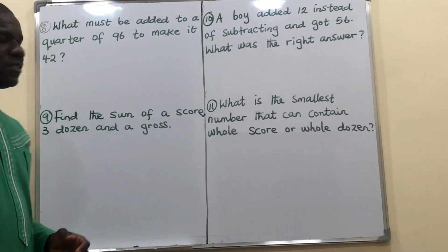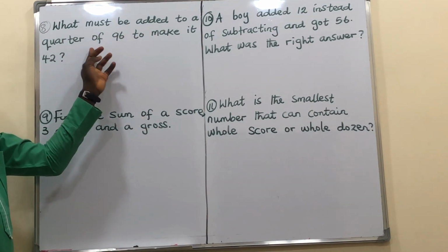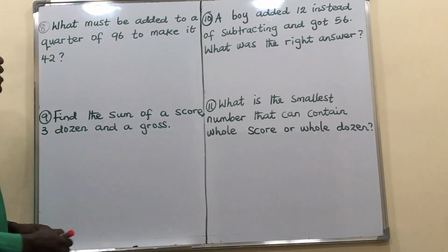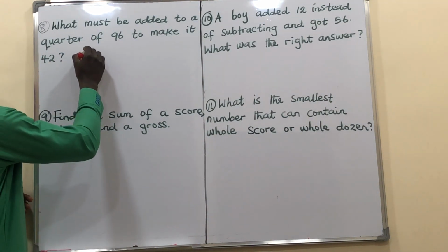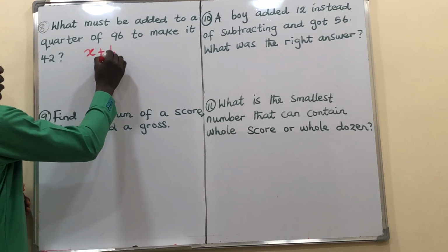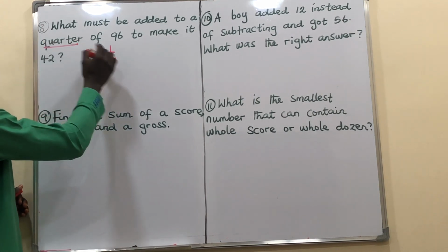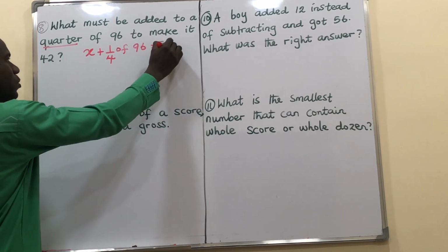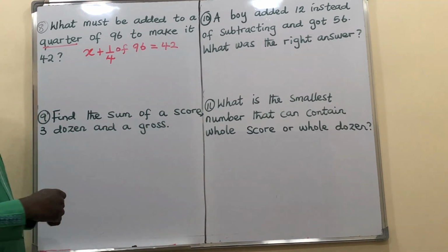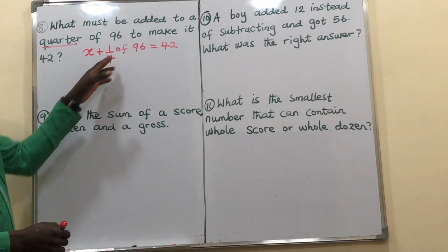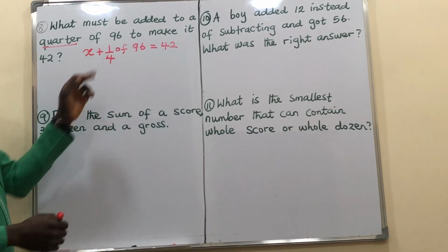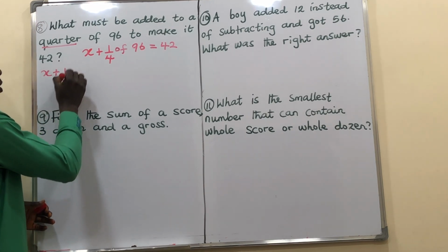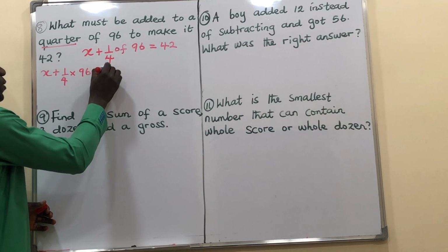Let's look at question 8. What must be added to a quarter of 96 to make it 42? Let the number that must be added be x. So x plus a quarter, 1 over 4 means quarter, of 96 equals 42. Using BODMAS, we need to solve "of" before plus. Remember, "of" means times, so I can write this as x plus 1 over 4 times 96 equals 42.